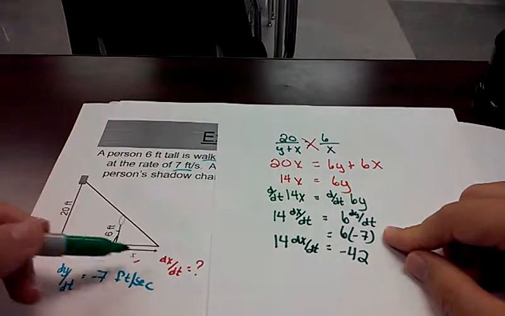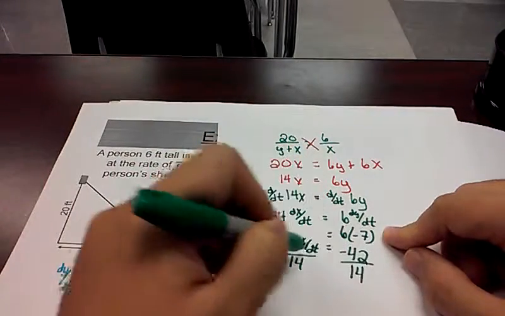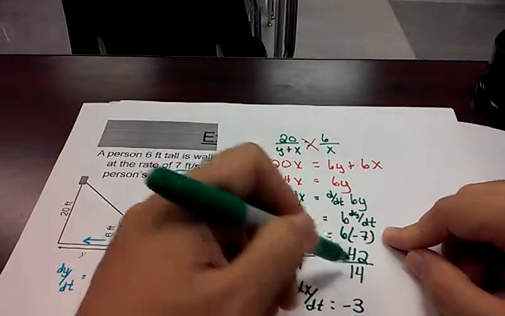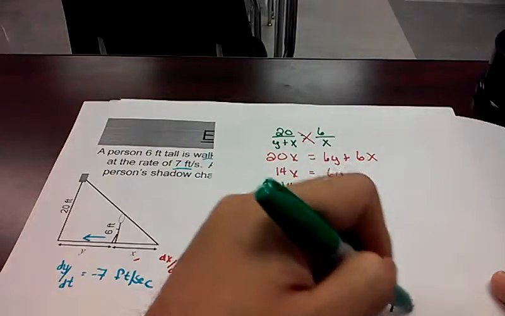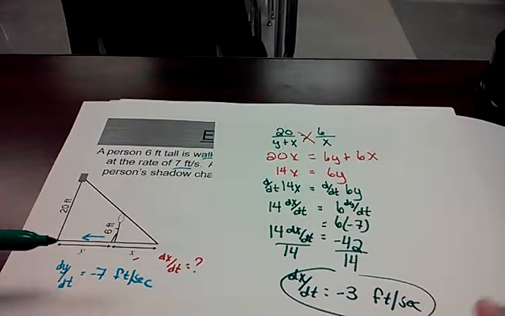And remember, dx over dt is what you're asked to solve, so divide by 14, and I'm going to get dx over dt is negative 3, and that would be feet per second. In other words, his shadow is decreasing because it's negative. It's decreasing at a rate of 3 feet per second at that instant.